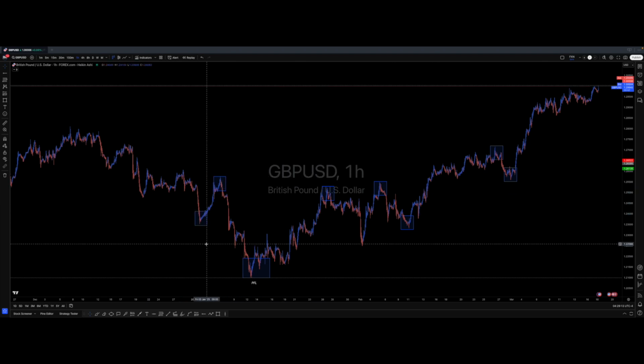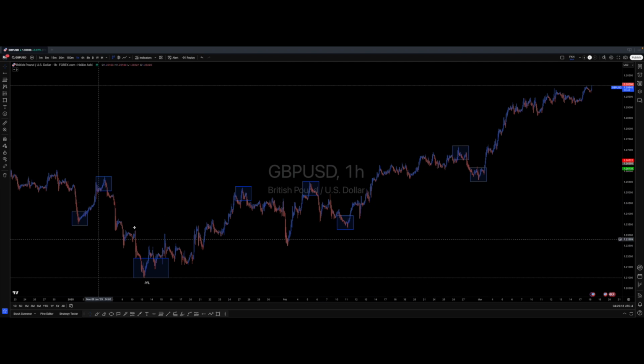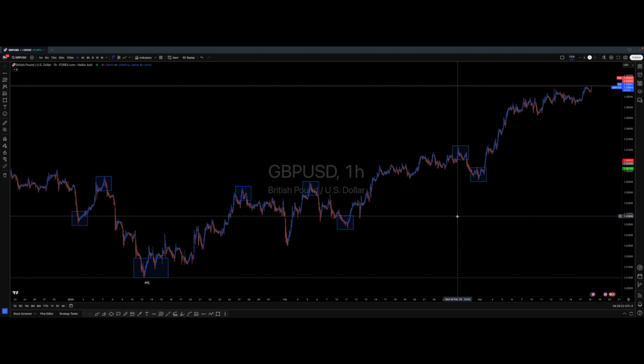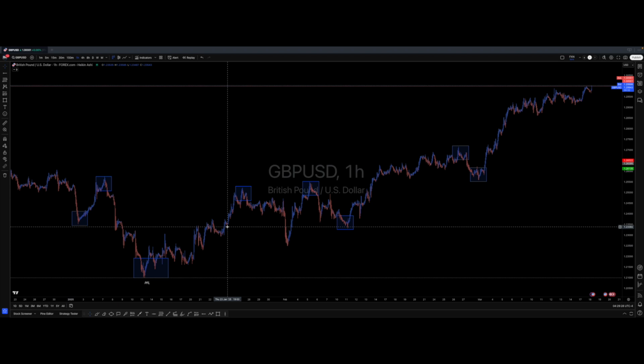All right, so we're going to talk about just this section here because this is the most relevant to us, as this is where price action is right now. So how do we get to these boxes here? Well, for me, here's what I'm thinking.